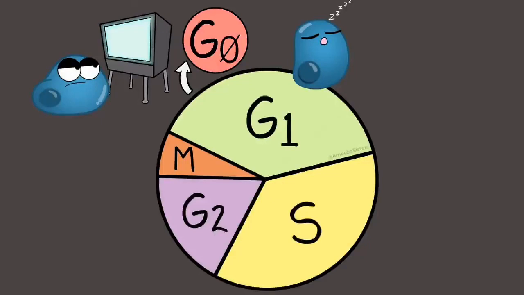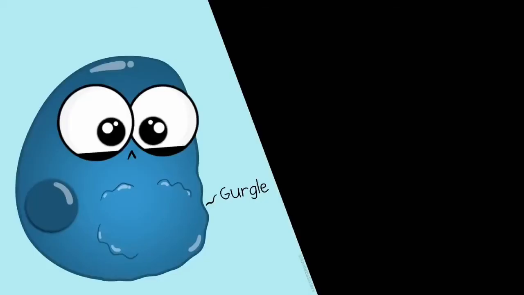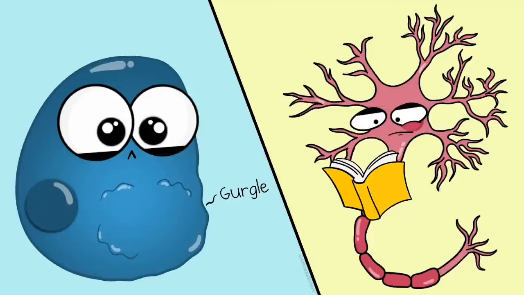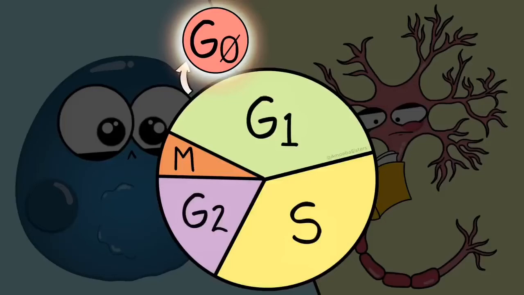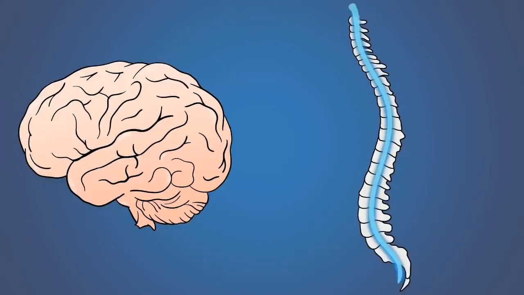Some cells go here temporarily, maybe if there's not enough resources around, for example. But some, like many types of neurons in your brain and spinal cord, may stay here permanently. If they stay here permanently, they'll never get to M phase, so they will not divide. This can be one reason why a major injury to the brain or spinal cord can have challenges with healing, as many of those cells may not be able to replicate. A topic that definitely continues to be researched.